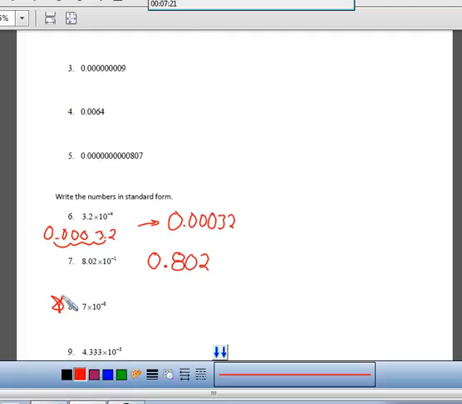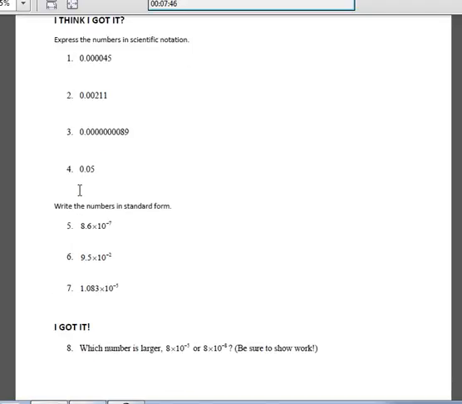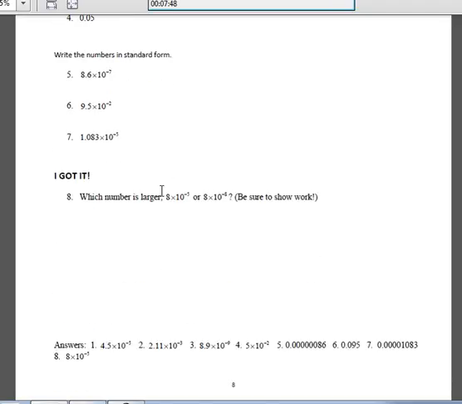So I want you to try 8 and 9 on your own. See how you do. If you have trouble with it, don't get upset. Don't get frustrated. Let's go ahead and just take a look at the next page. I'm going to have you do these examples on your own on page 8. Up at the top. However, I want to take a look at number 8.